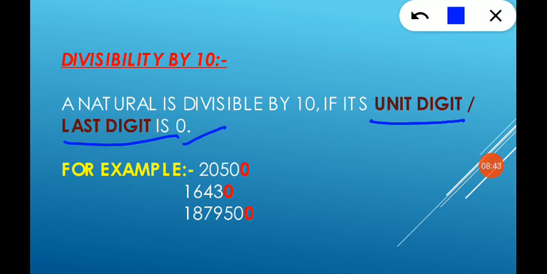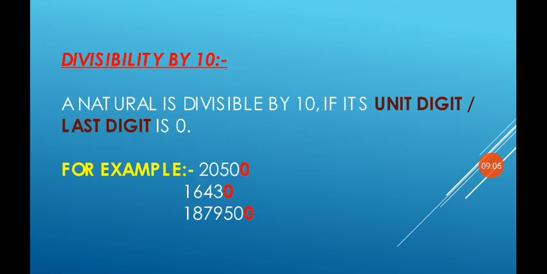For example, 20,500, last digit is 0, it is divisible by 10. Next, 16,430, last digit is 0, hence it is divisible by 10. Similarly, this one also, last digit is 0, it is divisible by 10. I hope it is clear to you.